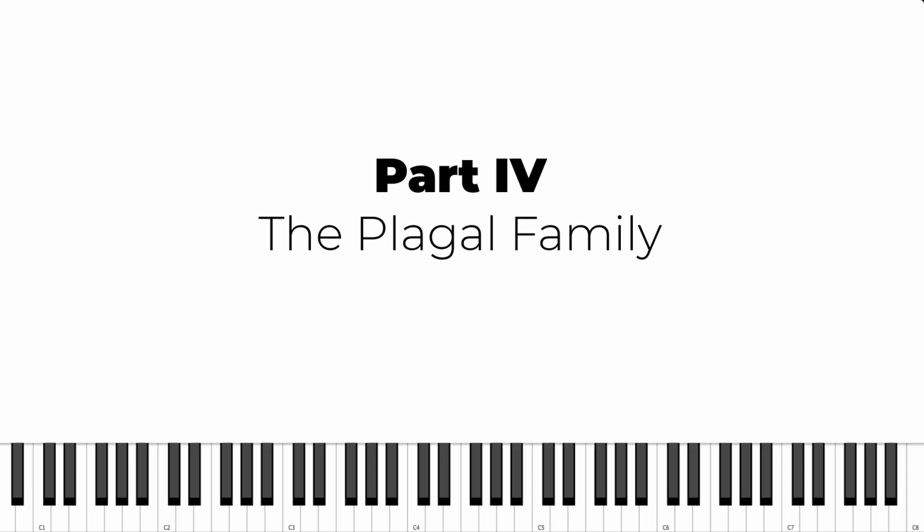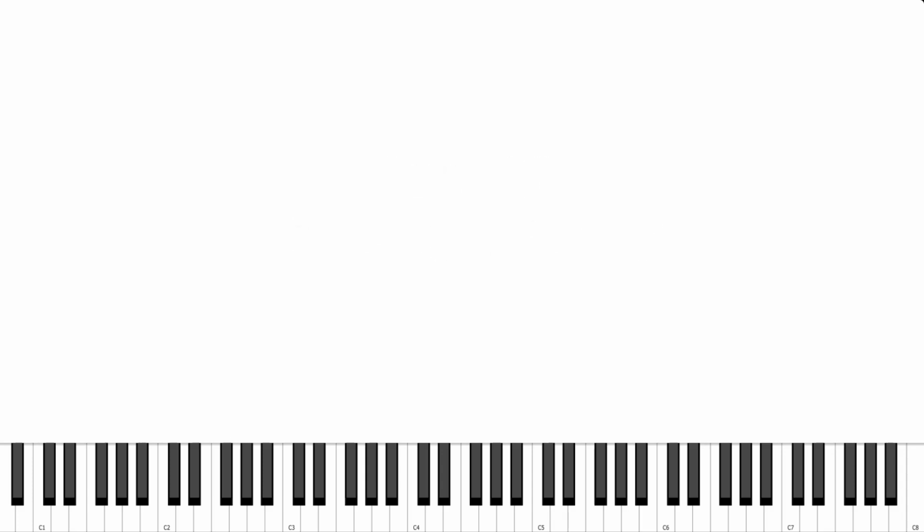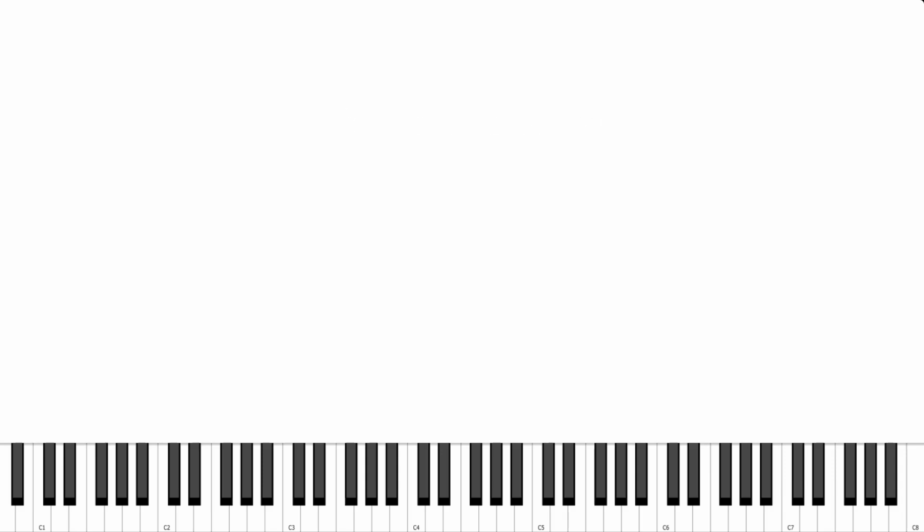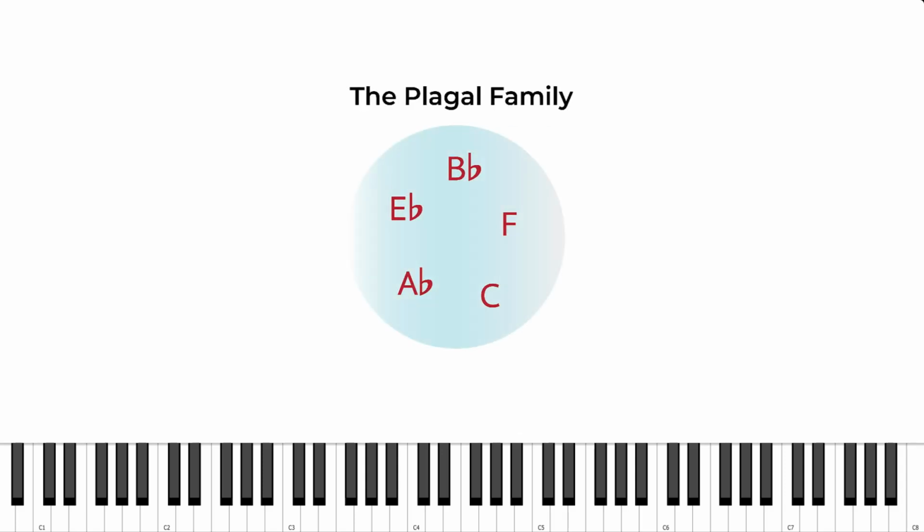Let's start the next concept by chaining together a succession of plagal cadences, starting at A flat major and eventually resolving to C major. It's interesting to note that the arrows aren't strictly necessary. If we group these 5 chords together, it turns out that we can move between them freely and still get a pretty sounding chord progression.